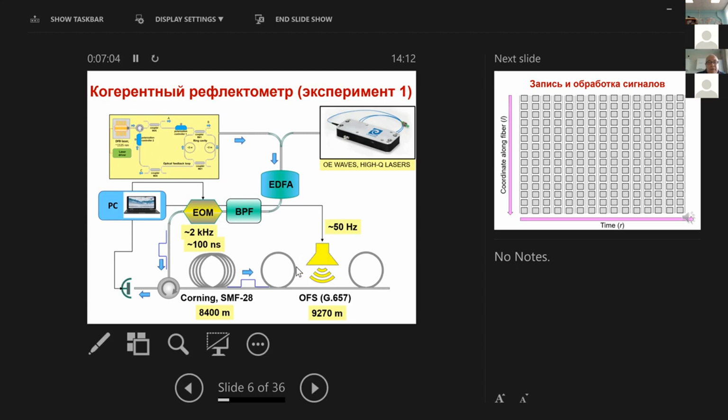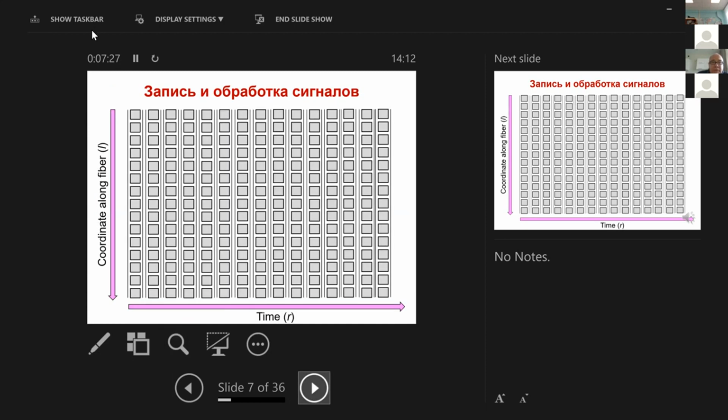So in this situation, this setup allows us to measure this vibration through the Rayleigh scattering light, which is collected and detected by the fast detector. We have many data traces, like reflectograms, in sequence. This sequence of reflectograms constitutes a matrix where one dimension gives coordinates along the fiber, and another dimension gives the time coordinate.